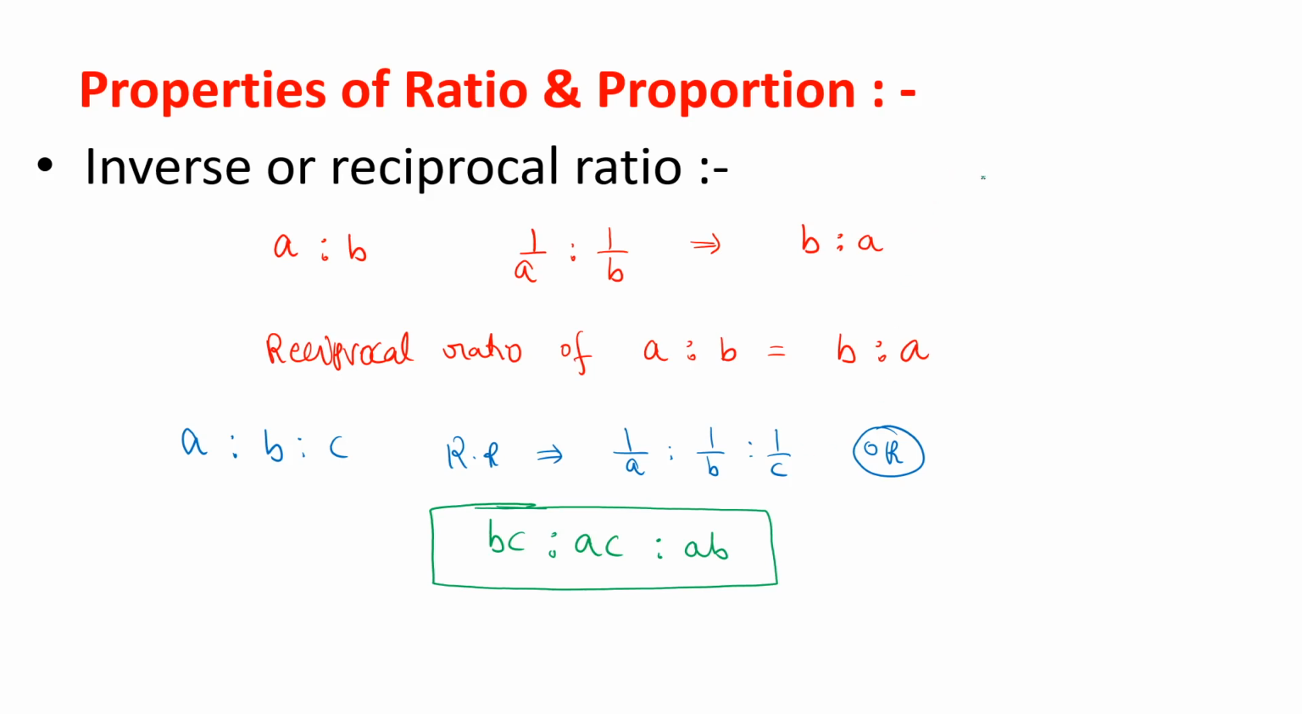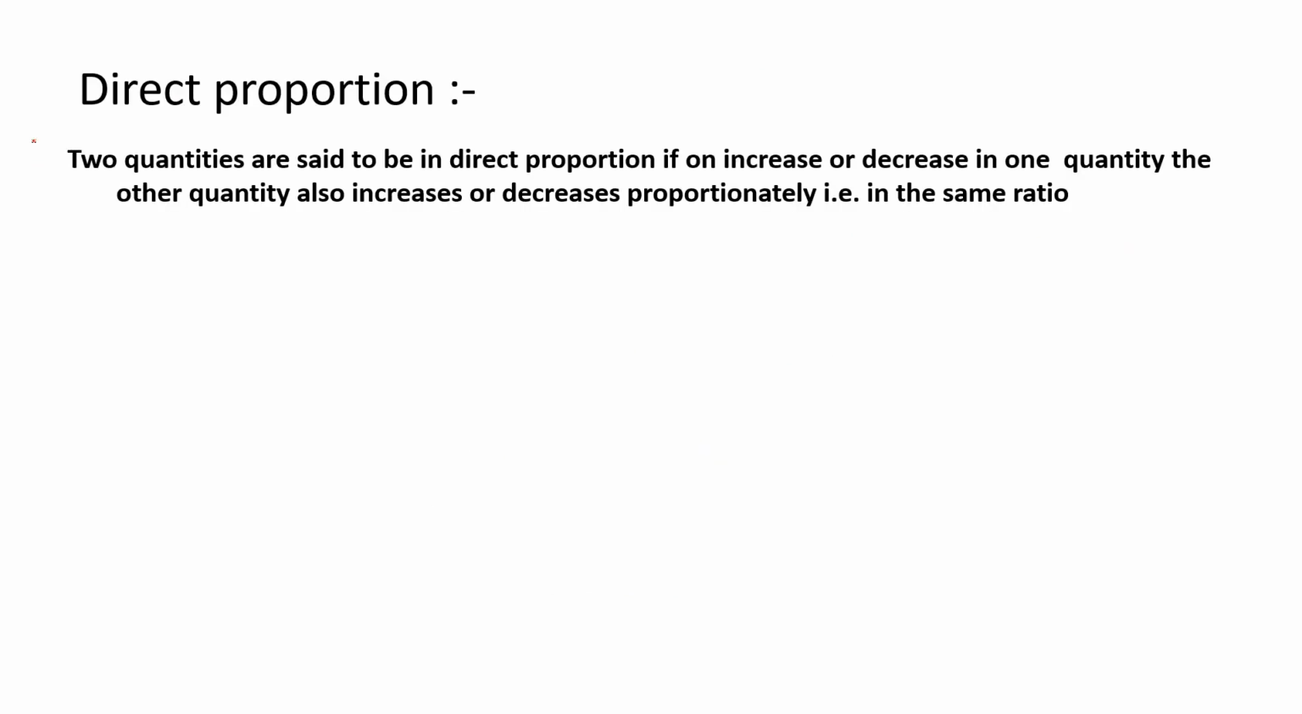We can directly write the inverse ratio with any number of terms just like this. The inverse ratio of A is to B is B is to A, and the inverse ratio of A is to B is to C would be the product of the other two, that is BC, the product of the terms other than B, that is AC, and the product of the terms other than C, that is AB. This would be the reciprocal or inverse ratio of the given ratios.